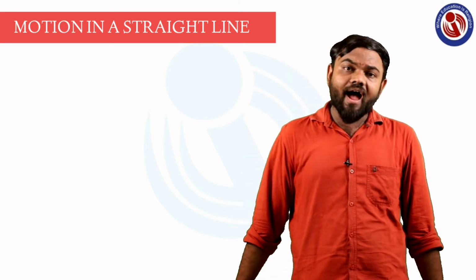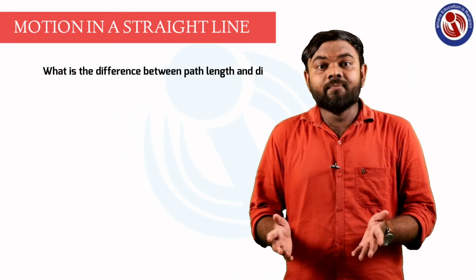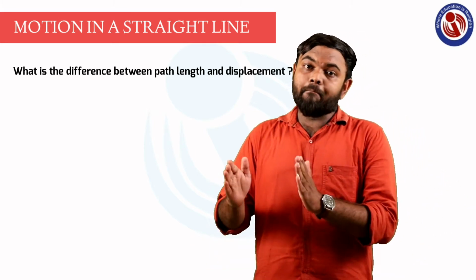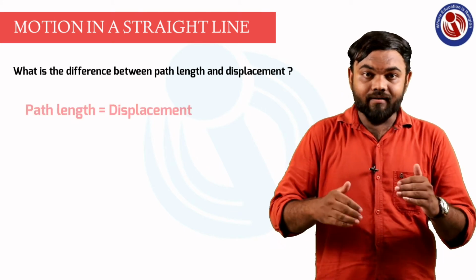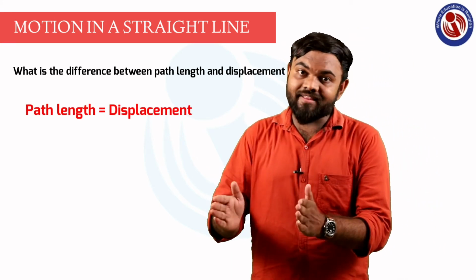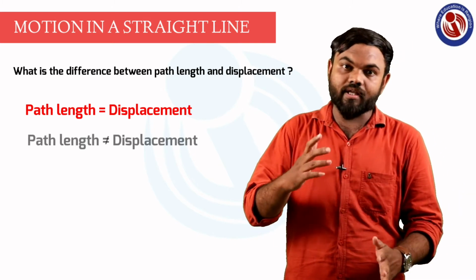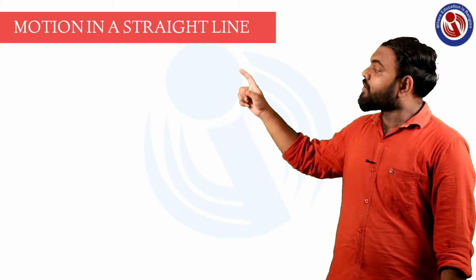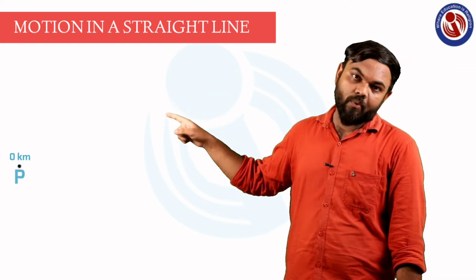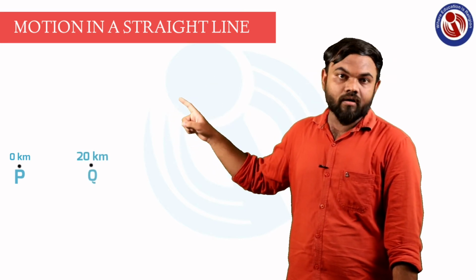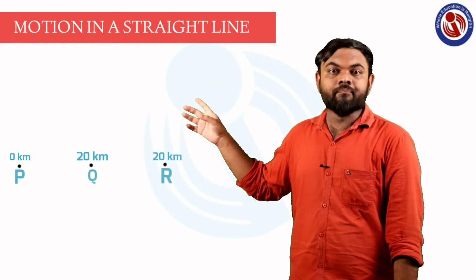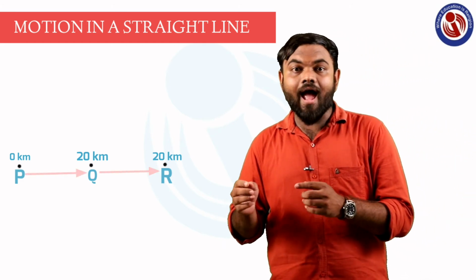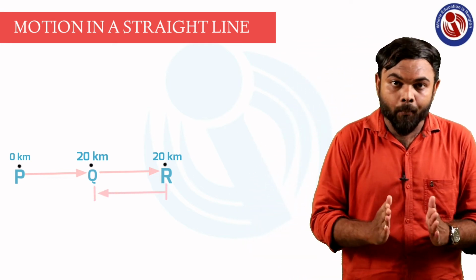Now, one question arises in your mind. What is the difference between displacement and path length? Sometimes path length and displacement are the same, but sometimes they are not the same. Here we can take another example for this. Suppose P point at 0 km, Q point at 20 km, R point at 20 km. Now we take one path P, Q, R and we go from R backward to Q.